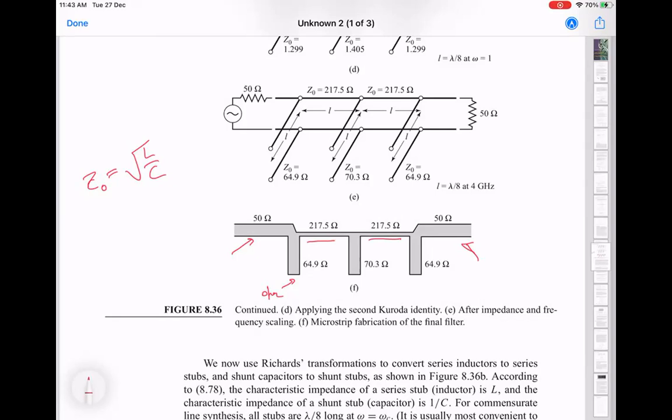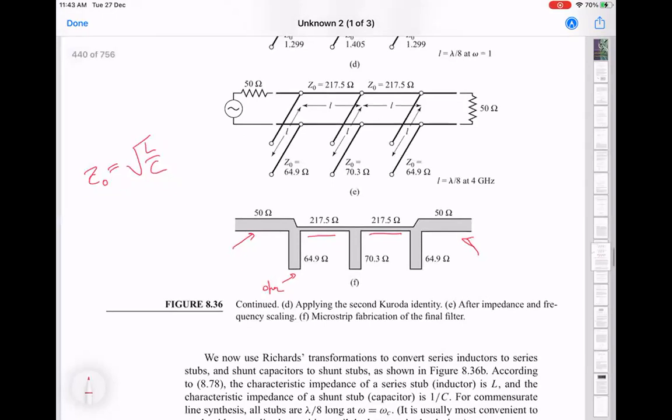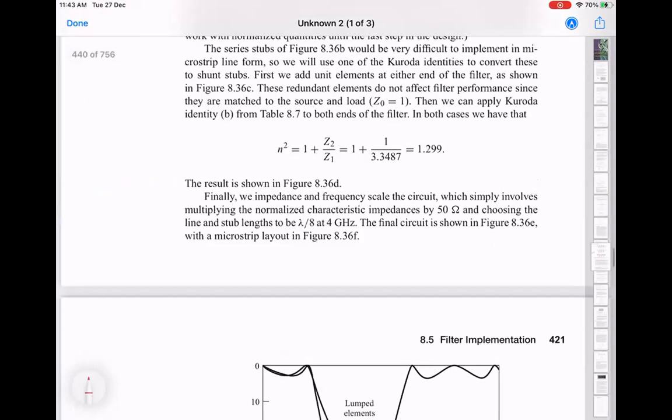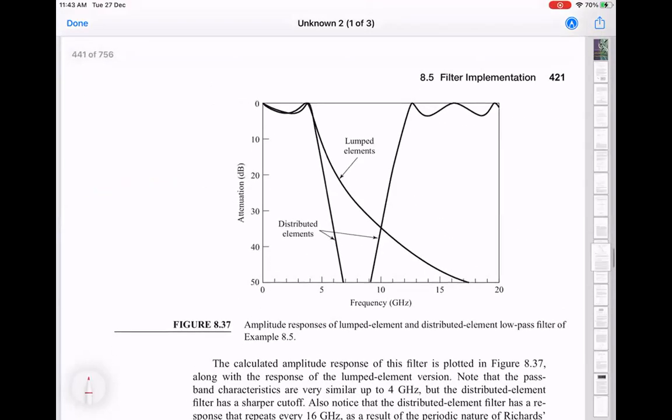So this is one type of things. And again, here's, for example, we're just showing you the distributed element thing for a low pass filter. For a lumped element, it keeps going down. And then for the distributed element, it actually comes back up.